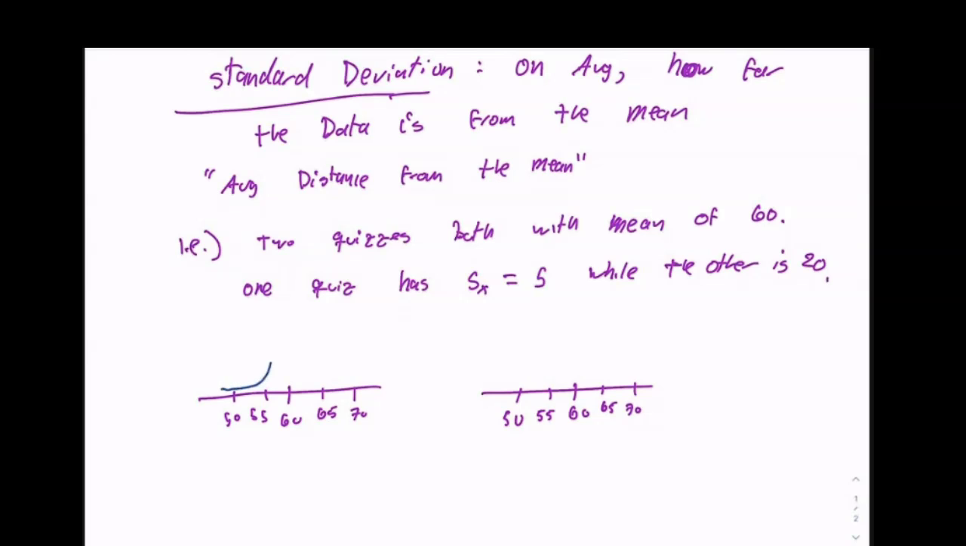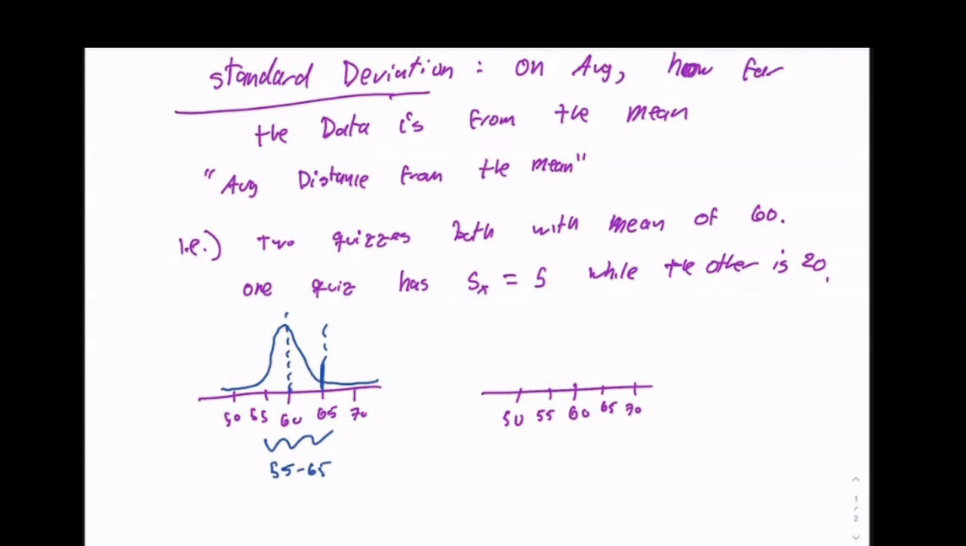If we did a histogram, the first quiz will look like this. Notice the peak is right around 60, the center, the mean, seems about right. And almost all of the scores are between 55 and 65, because the average distance was right around here, around 5 points away from the center.